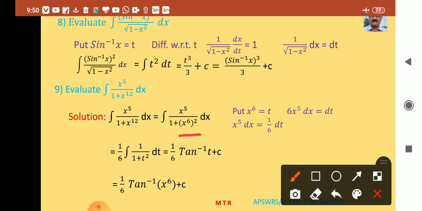This x power 6 is t. So t square. Okay, so 1 by 6. This is of the form integral 1 by 1 plus x square dx. You know the standard formula: integral 1 by 1 plus x square dx is tan inverse x plus c. Here integral 1 by 1 plus t square dt, so tan inverse t plus c. Lastly, substitute t as x power 6. So 1 by 6 tan inverse x power 6 plus c. This t is x power 6. Okay.